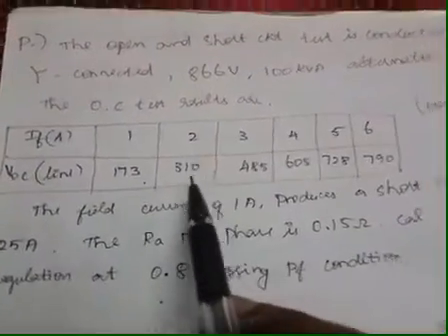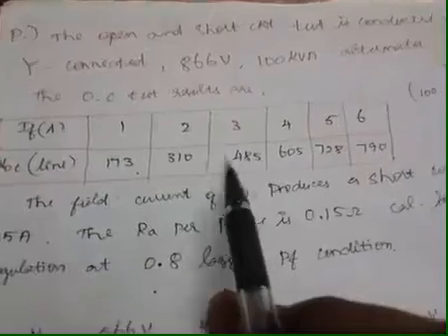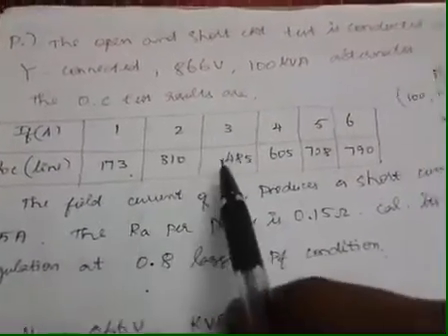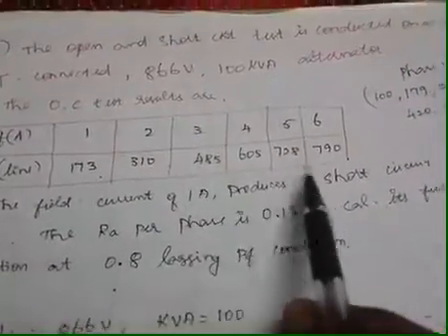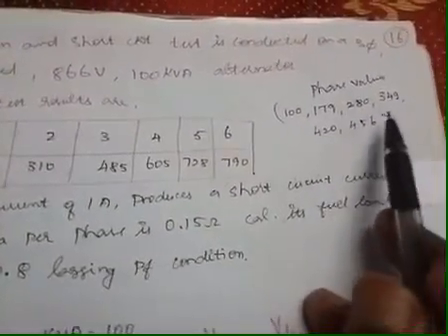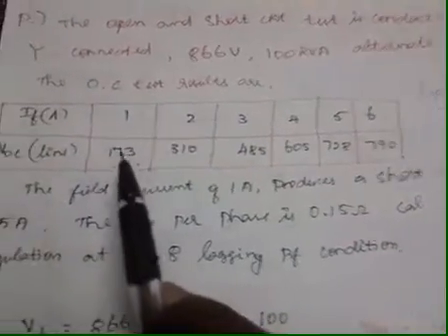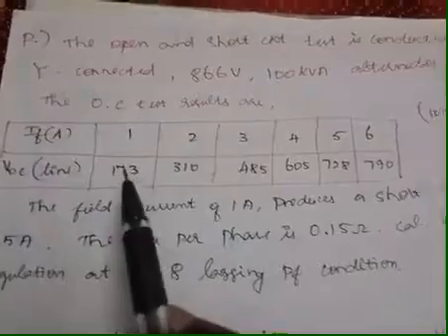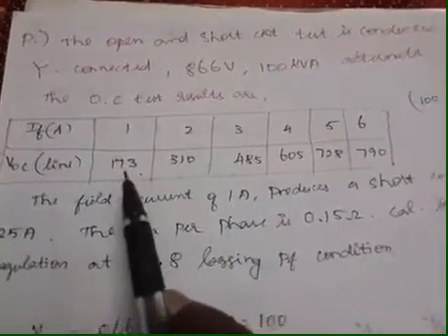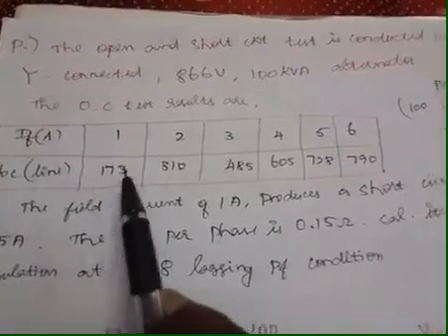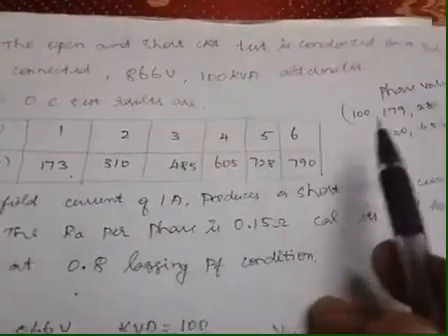For the first one, take the field current versus line voltage. For drawing the graph, take only the phase value, not the line value. So all the values are changed into phase values. These are all phase values: 100, 179, 280, 349, 420 and 456. For example, 173 is a line voltage, but you draw in the graph only the phase voltage. V phase equal to VL by root 3, so 173 divided by root 3 gives the 100 value.